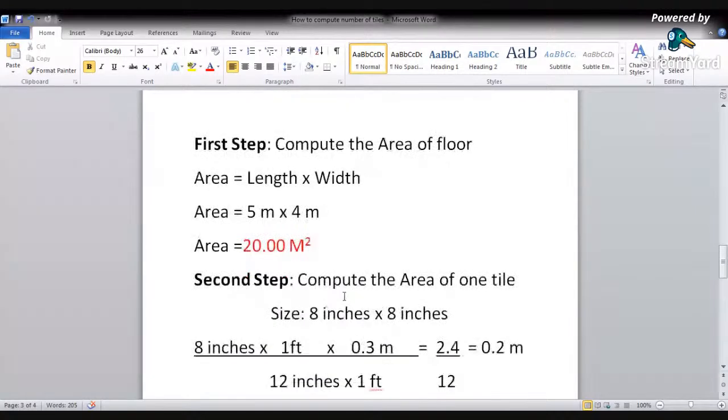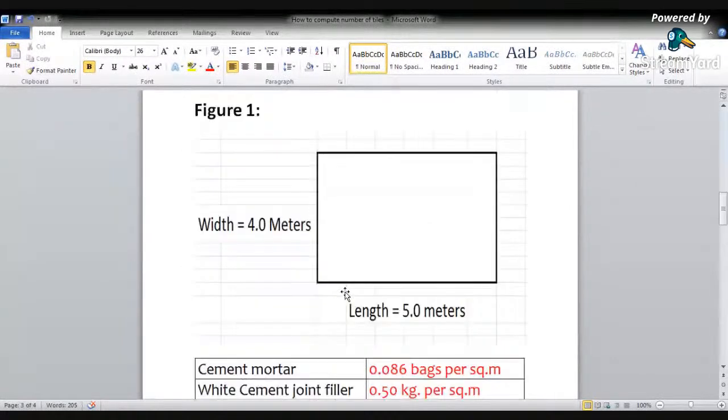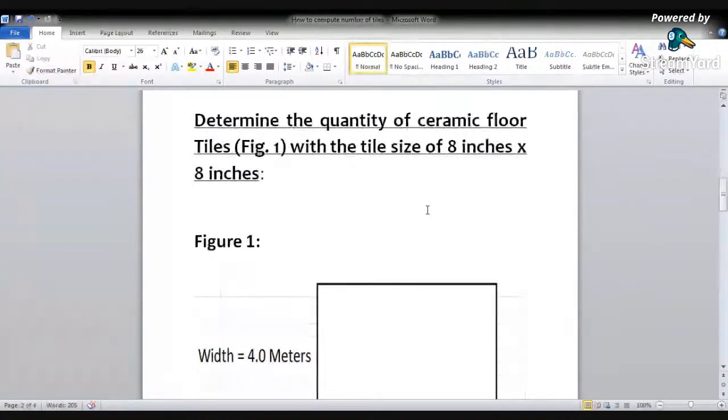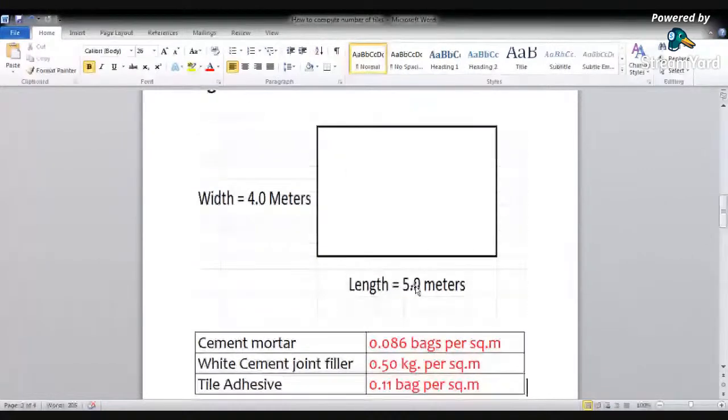Second step, you need to compute the area of one tile. Because here, the size of the tiles that we need is 8 inches by 8 inches. So we need to convert these inches to meters, because the area of the floor is in square meters.